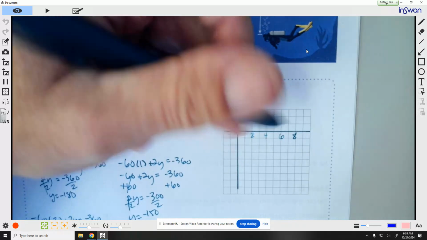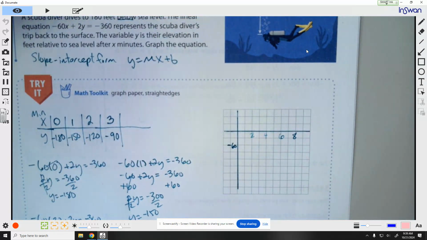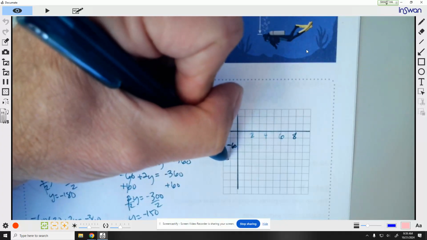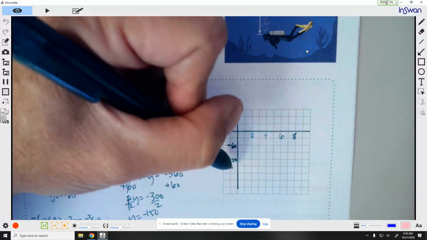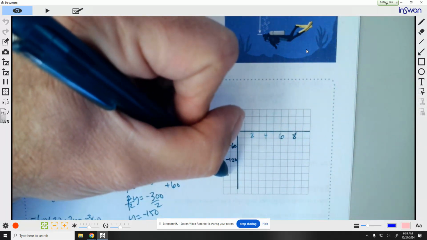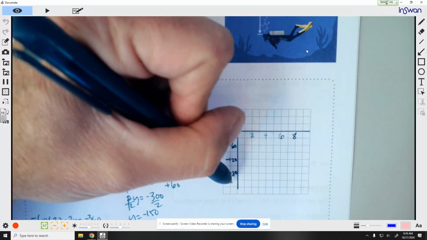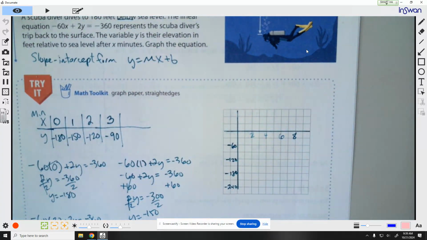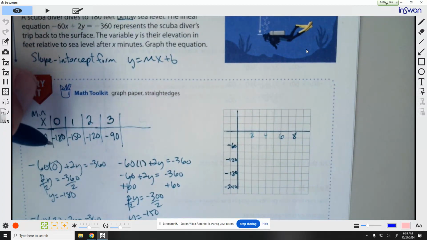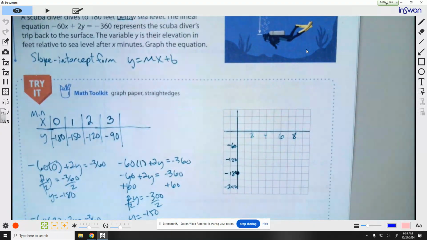Okay, but I'm going to label every other box. So here we're going to have negative 60, negative 90, negative 120. Again, I'm just counting by 30s. So negative 150, negative 180, negative 210, negative 240. Okay, if I was to plot those points, at 0, negative 180, so I'm going to go 0, negative 180 right here.